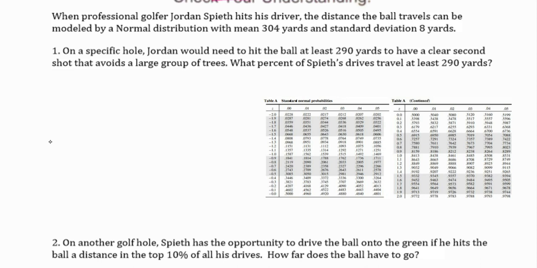Okay, we're going to go into section 2.2b, and we're going to be talking about normal distributions and how to use Table A. How to use Table A right here. And so here we go. We're going to talk about how you can apply normal distributions.